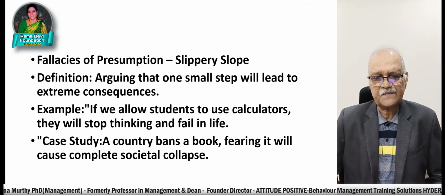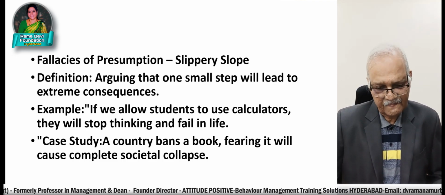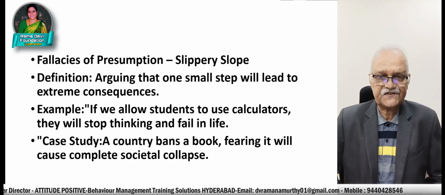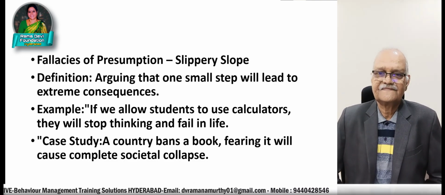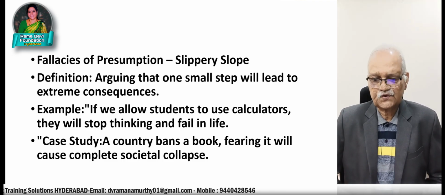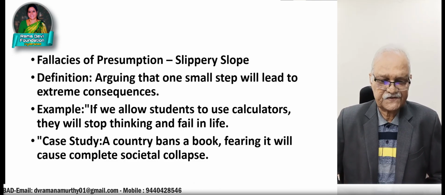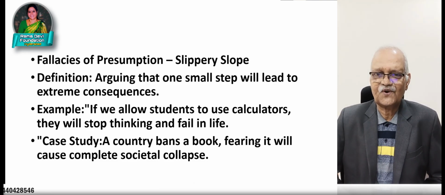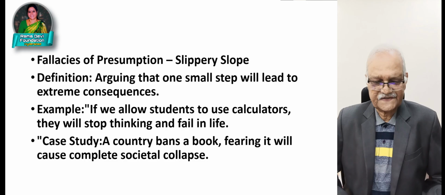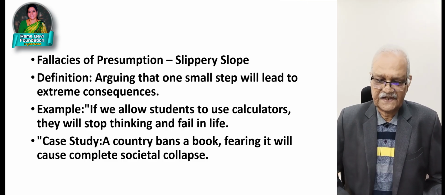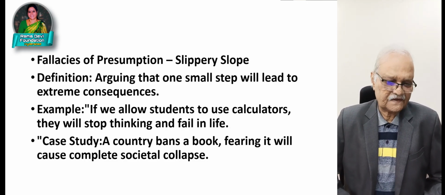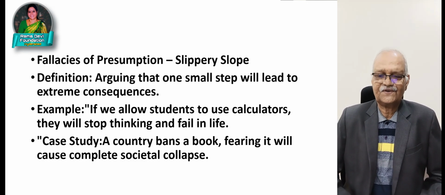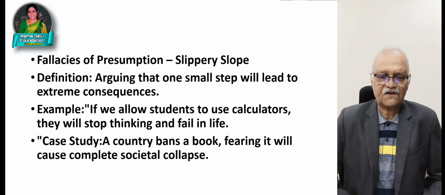Then fallacies of presumption, slippery slope category. That means arguing that one small step will lead to extreme consequences. For example, if we allow students to use calculators, they will stop thinking and fail in life. This is a slippery slope. Another case in point is a country banning a book, fearing it will cause complete societal collapse. This is also a slippery slope fallacy of presumption.